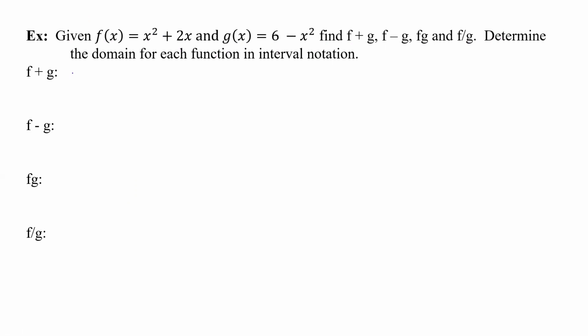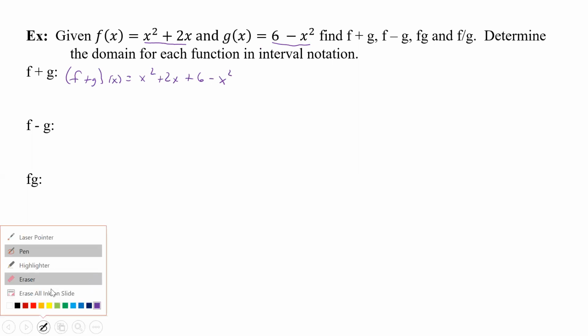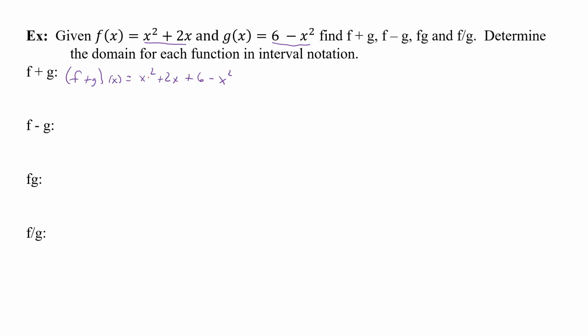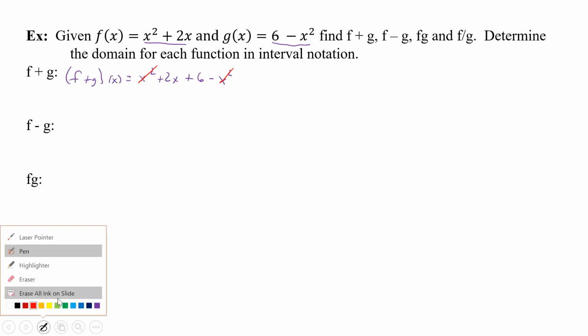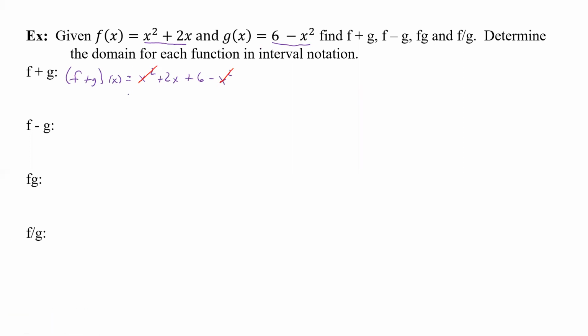Well, f plus g of x is just f of x plus g of x. So we're going to take this plus this. So f plus g of x is going to be x squared plus 2x, and then we're just going to add 6 minus x squared. Now we combine it together, and notice sometimes things cancel. In this case, x squared minus x squared is gone, and so all we're left with is 2x plus 6.